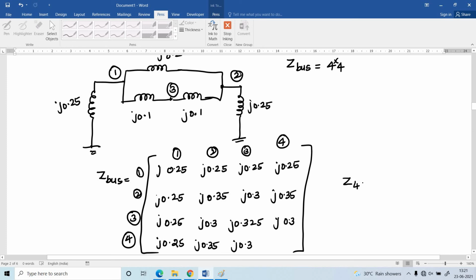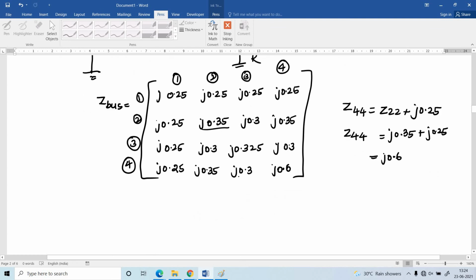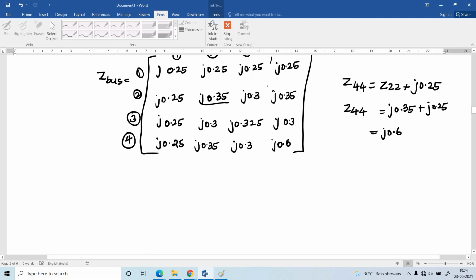How to find out Z44? That is Z22 plus the element connected between 2 and the reference bus, that is j0.25. So Z44 is equal to, what is Z22, that is j0.35, plus j0.25. Now adding both, we get the value j0.6. Okay, next, what is our final ZBUS matrix? The ZBUS matrix should have the order 3 cross 3 only. So the last column element and the last row element should be eliminated. So how to do this?